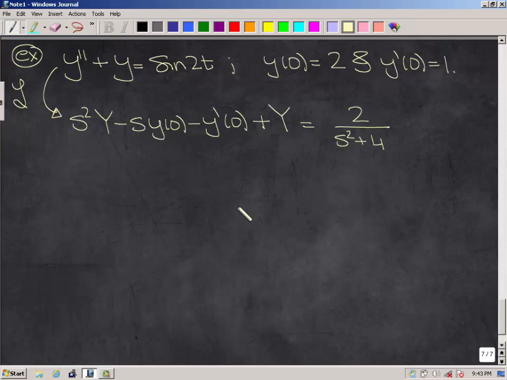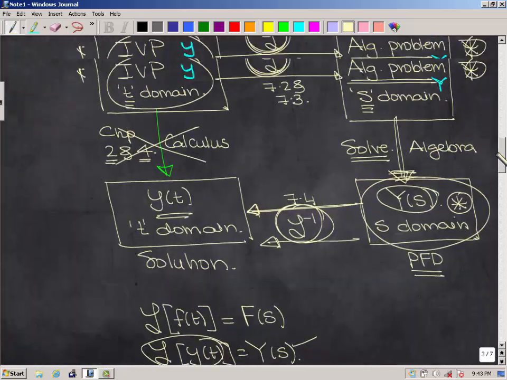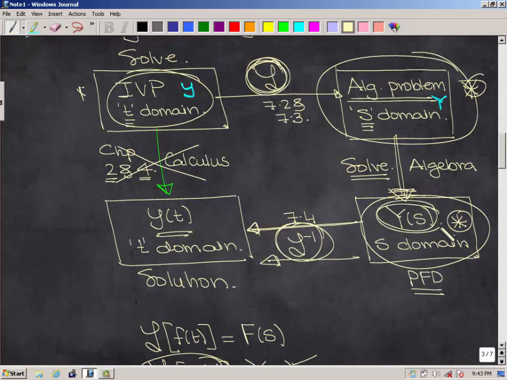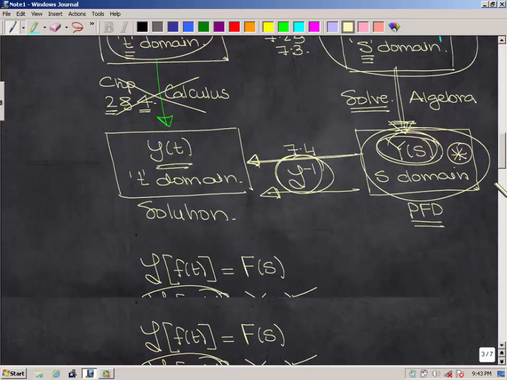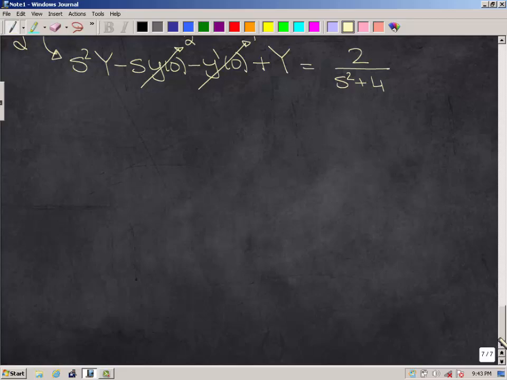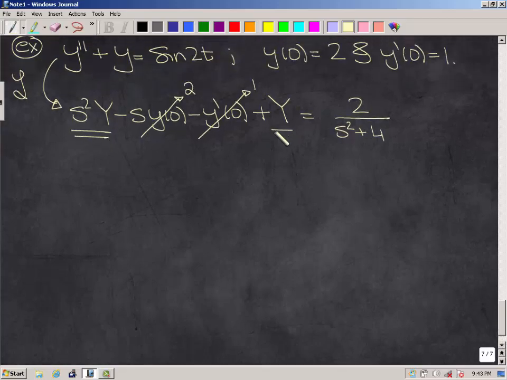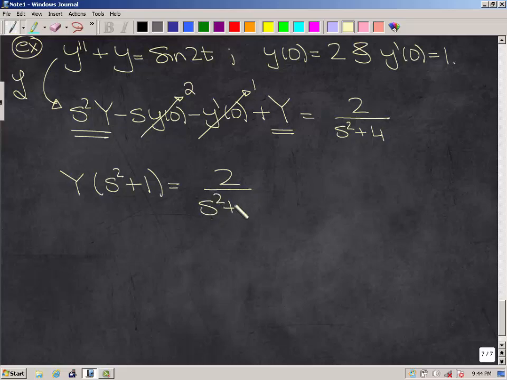So that's what you're going to end up with. Now this time things are going to get a little ugly. It's nice when the initial conditions are 0. It makes your life easier. But in this case, they are not. This is going to be a 2, and this is going to be a 1. So let's use those. We get s squared times big Y. Actually, remember our goal at this step: we want to solve for big Y. So let's do that quickly. This term has a big Y in it, and this has a big Y in it, so I'm going to pull that big Y out. Like I said, I'm just going to skip a few steps now. And then on the right we have 2 over s squared plus 4.